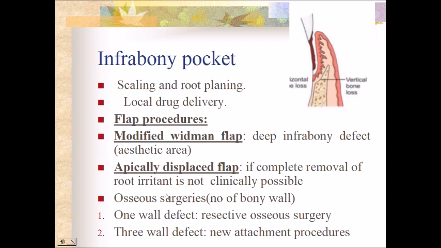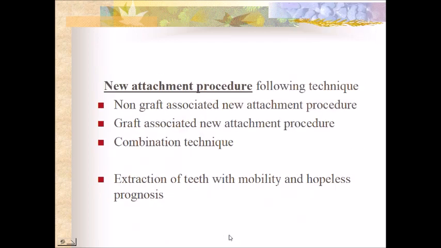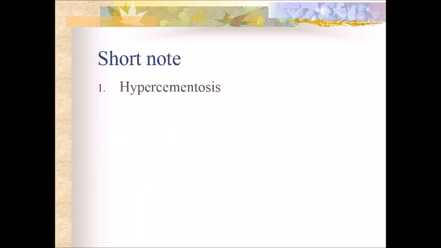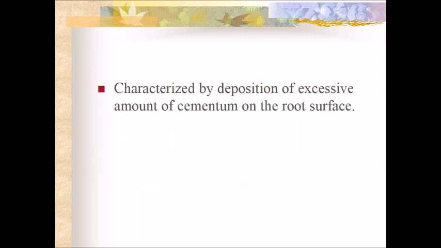Then osseous surgery, on the basis of the number of bony walls. If a one wall defect is there, then resective osseous surgery will be done. If a three wall defect is there, then a new attachment procedure will be done. The techniques are non-graft associated new attachment, graft associated new attachment, and a combination of both. Extraction of teeth with mobility and hopeless teeth. That's all.